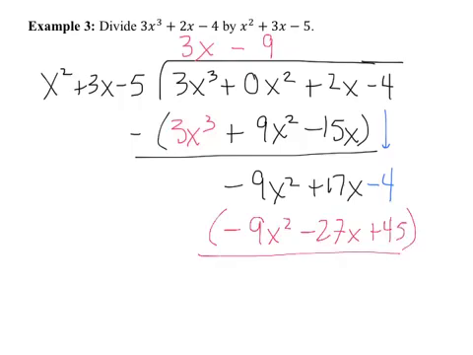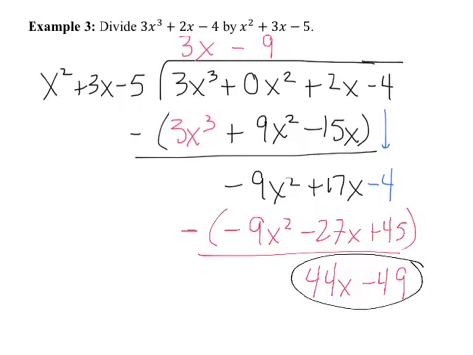Negative 9x squareds cancel. I get 17x minus a negative 27x, giving me 44x. Then I have negative 4. Oops, I forgot to put the minus, but I've been doing it. Then I have negative 4 minus 45 is going to give me negative 49. So that means that this is my remainder. So the final answer here becomes the quotient 3x minus 9 plus, again, the remainder over the divisor.